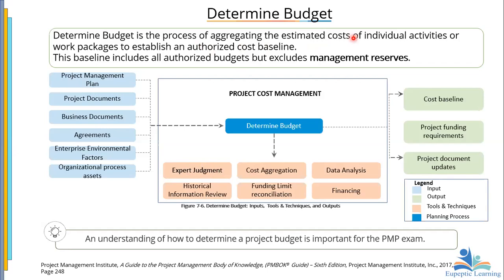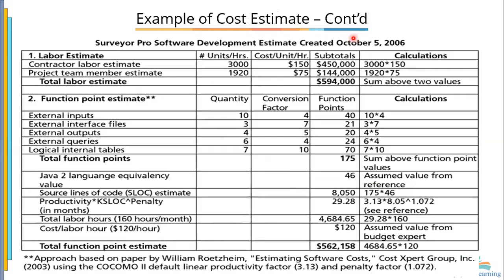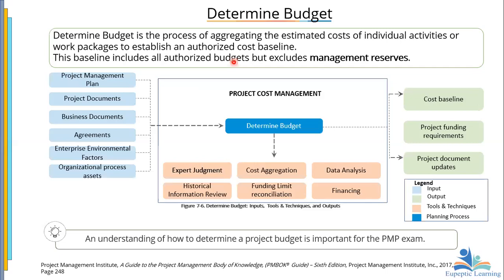Remember, we said that it is the process of aggregating the estimated costs. When it gets to the estimates, you see that we're just taking each component and trying to find out how much it is. At that stage, we don't know how much the entire project will cost. It is when we aggregate them that we can say, okay, we're going to spend such and such within this period, and such and such within that period.